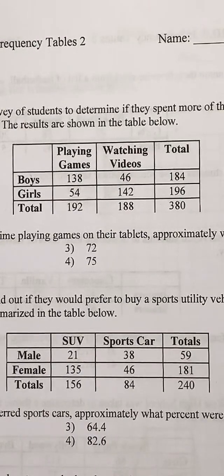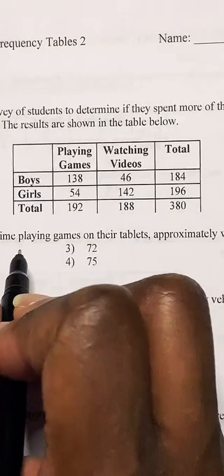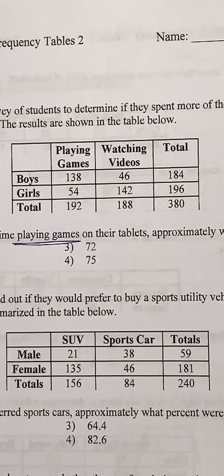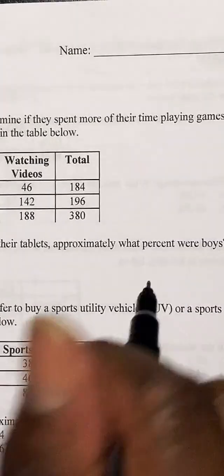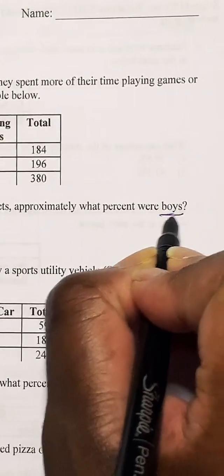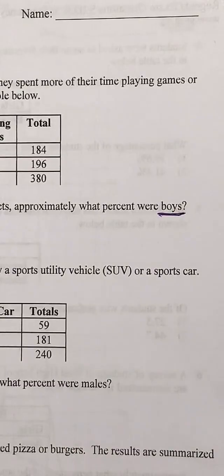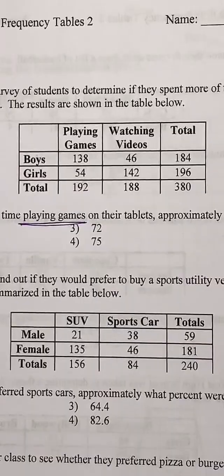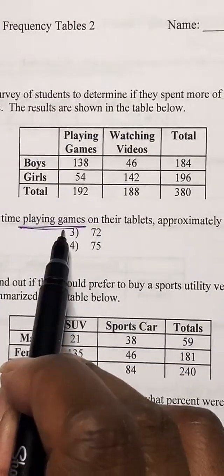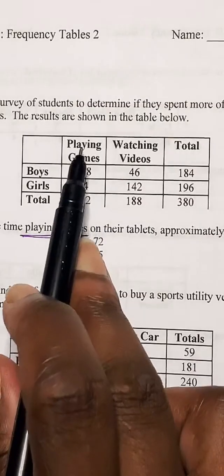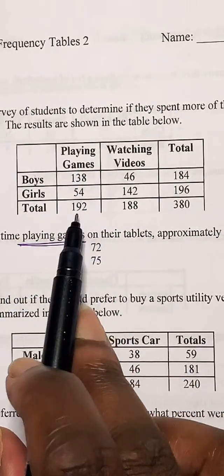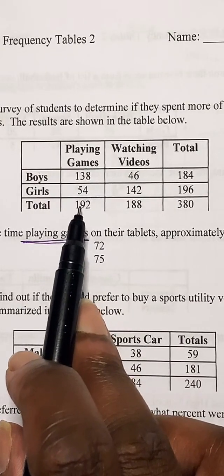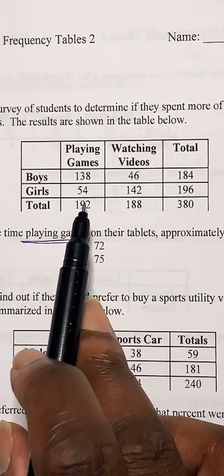So let me tell you. They're giving us two things: playing games, and boys. So we're not talking about the girls. We're talking about those that are playing games. And the total number of kids that are playing games is under playing games. That's 192. But how many of that 192 are boys?